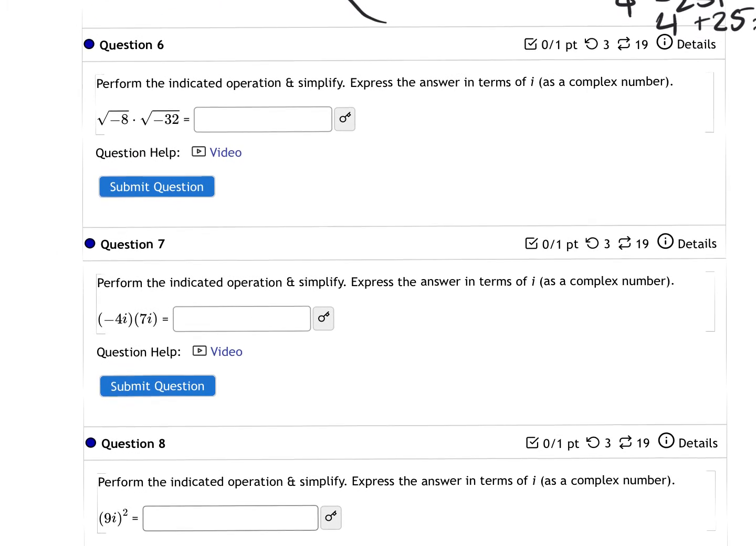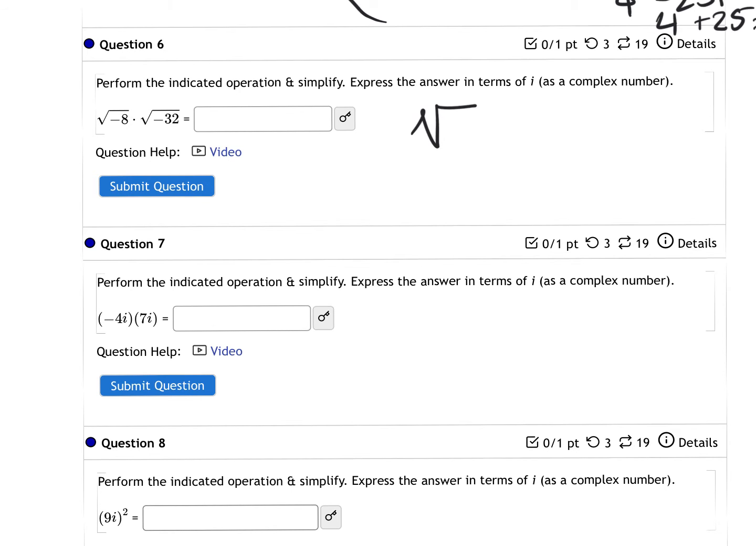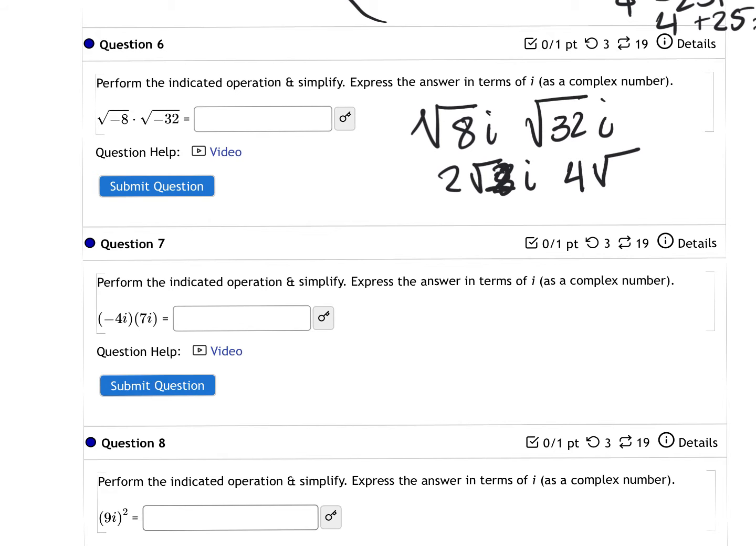Moving on, 6. Right, we have 8i, 32i. Let's keep in mind now, 8 is 2 root 2 i. This is what, 16 times 2, so 4 root 2. 2 root 2, not 8, i. So this is going to be 8 times square root of 2 times the square root of 2, which is 2 times i squared. 16i squared, which is negative 16.